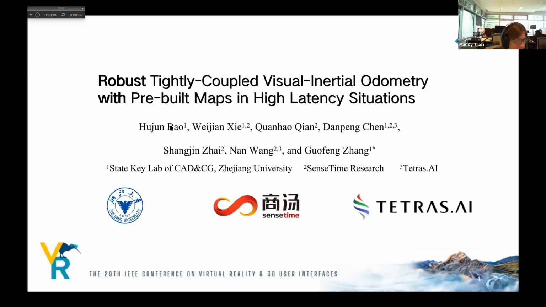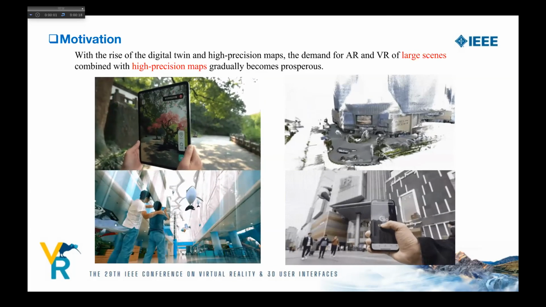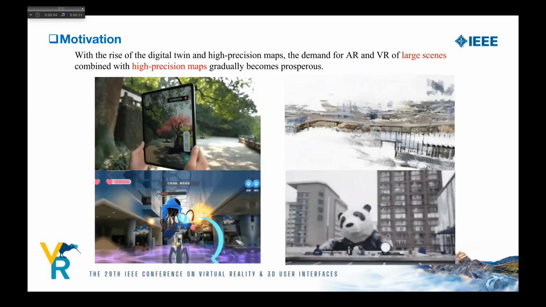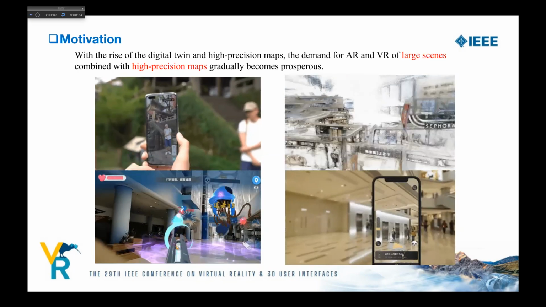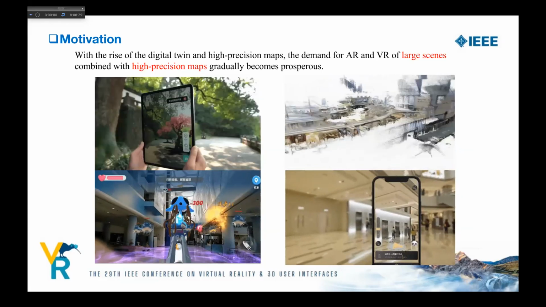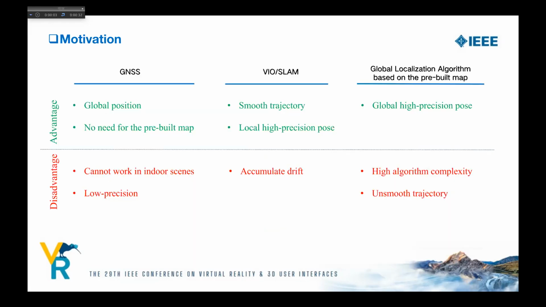Yes. Okay. Hello, everyone. I will present a work titled Robust Tightly Coupled Visual-Inertial Odometry with Pre-built Maps in High Latency Situations. With the rise of the digital twin and high precision maps, the demand for AR and VR of large scenes combined with high precision maps gradually becomes prosperous. High precision localization is fundamental to AR and VR. In general, there are several ways to obtain the device pose, such as GPS, VIO, and localization.